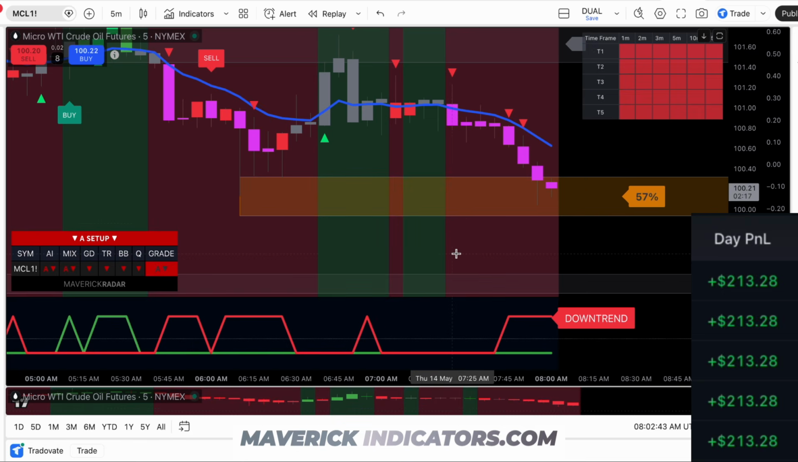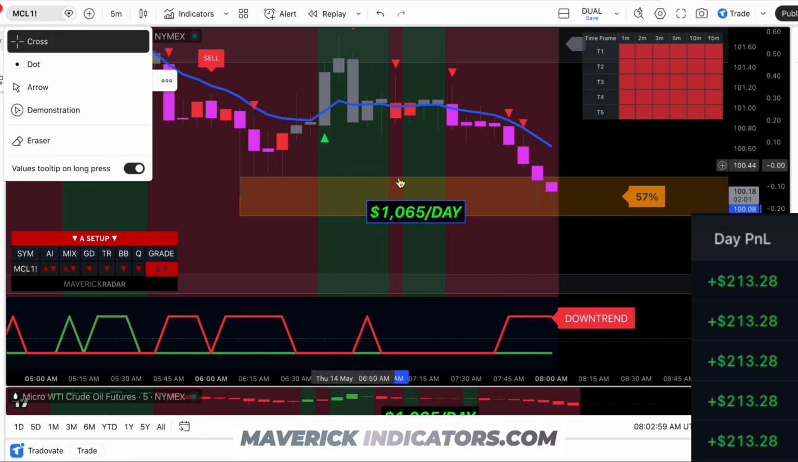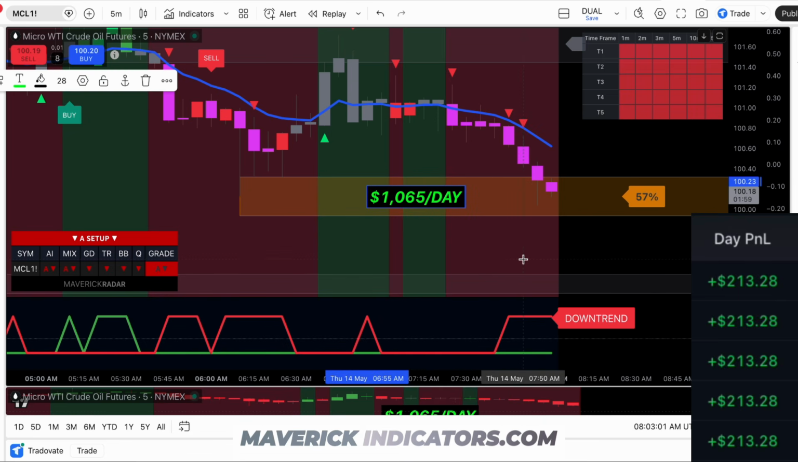And that's it. There's our $1,000 day. Okay, there's our, well, whatever it was, $1,065. Okay, we just did $1,065 for the day. And I ain't done. I'm gonna be trading the open. Okay, I'm gonna be trading the open.